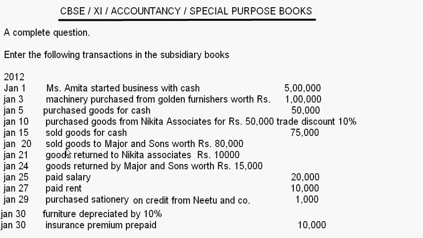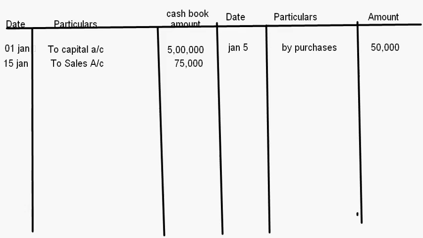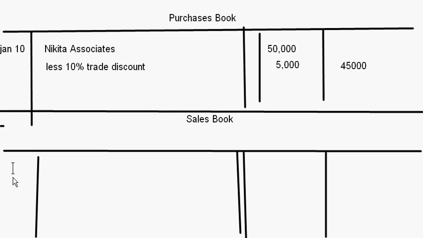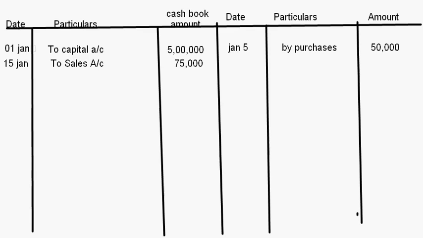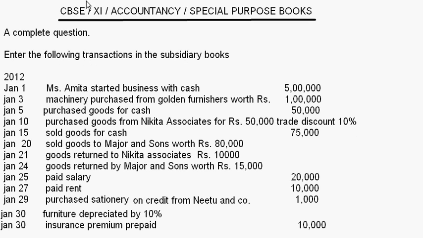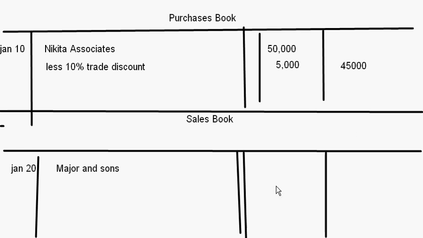Now the next one is the credit sales. Sold goods to Major and Sons worth rupees 80,000. So now this will go into the sales book. Here I'll write the amount is 80,000. There is no trade discount, nothing is mentioned here. So just put the amount as it is, right? So this is 80,000, 80,000 like this. If there had been any trade discount, it would have been deducted as we have done it in the purchases book, right?